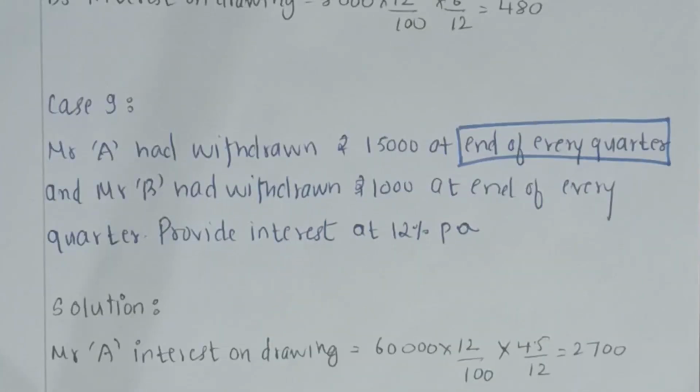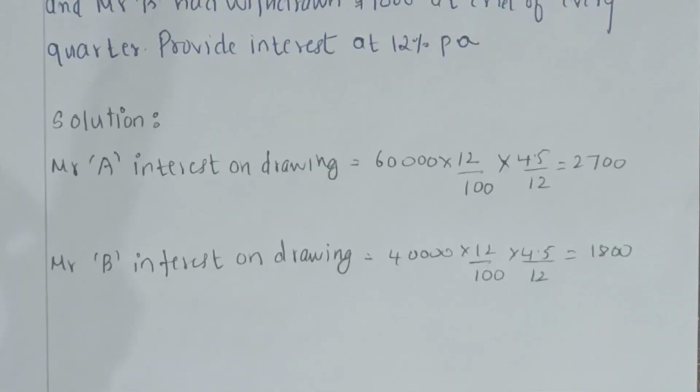Okay, and the last case is case number 9. Mr. A had withdrawn rupees 15,000 at the end of every quarter, and Mr. B had withdrawn rupees 1,000 at the end of every quarter. Provide interest at 12% per annum. Okay, so students, we have to remember that when it is end of every month, we will take it as 4.5 divided by 12. So let's start with calculating interest on drawing for Mr. A. So it will be rupees 60,000, because 15,000 into 4 into 12% into 4.5 by 12, which will fetch us 2,700.